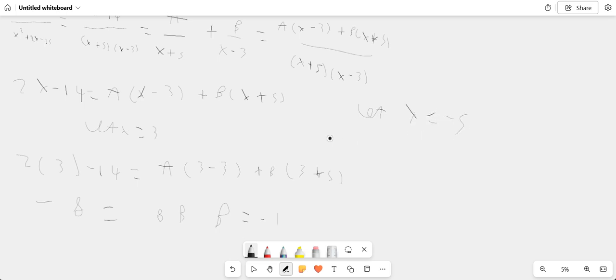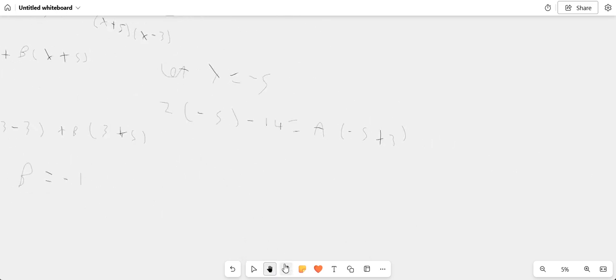Now let's let x equal minus 5 here. So we get 2 on the left hand side, open bracket minus 5, minus 14, equal to a open bracket minus 5 plus 3. And then this, I'm not even going to write b. b is just going to be minus 5 plus 5 here, 0. 0 times b is 0 here. Alright, cool. So that's minus 24 on the left hand side, and then that's going to be equal to minus 8a on the right hand side.